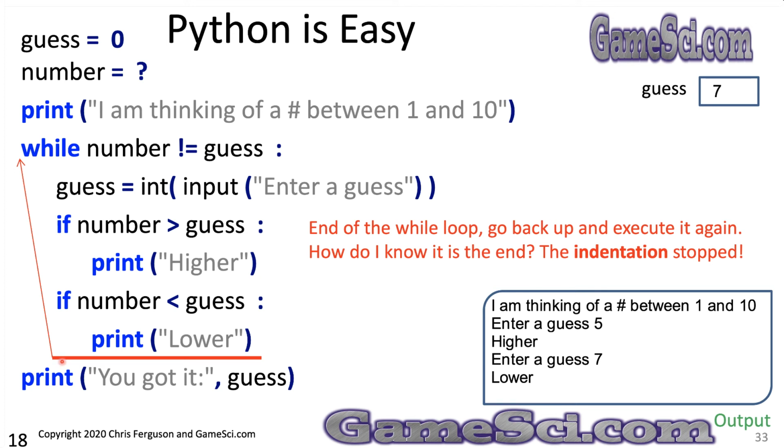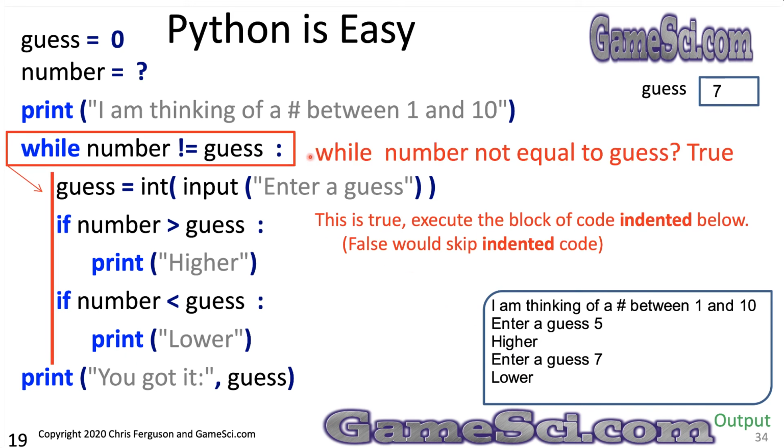And per a while loop, we're going to go back up and execute the code again. While number is not equal to guess is a true statement. Number, whatever it is, does not match 7, which is in the variable guess. So we have to go inside and execute this code one more time. As a true statement, execute the block of indented code below. If it was false, we'd skip the indented code. But it's true, so we will execute the indented code.